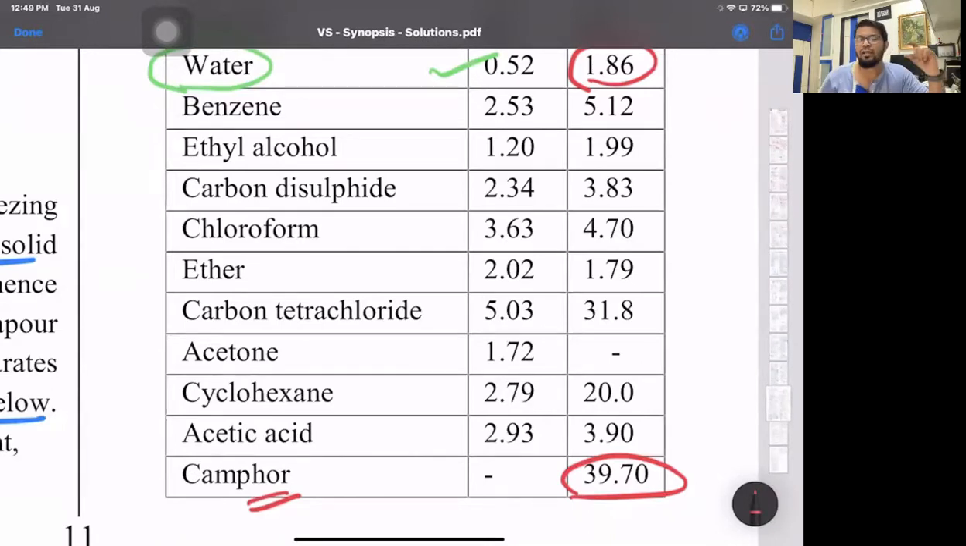Remember, see in water the difference is only 0.52 and 1.86. The difference is not great. That's why you will calculate the molar mass, but the accuracy will not be that great. That's why we say osmotic pressure is a better way to get the accuracy of the molar masses of compounds. All right. So remember, the greater the value of Kf or Kb, the greater is the magnitude of delta Tb and delta Tf, and the greater the magnitude of delta Tb or delta Tf, the better is the accuracy in calculating M2.